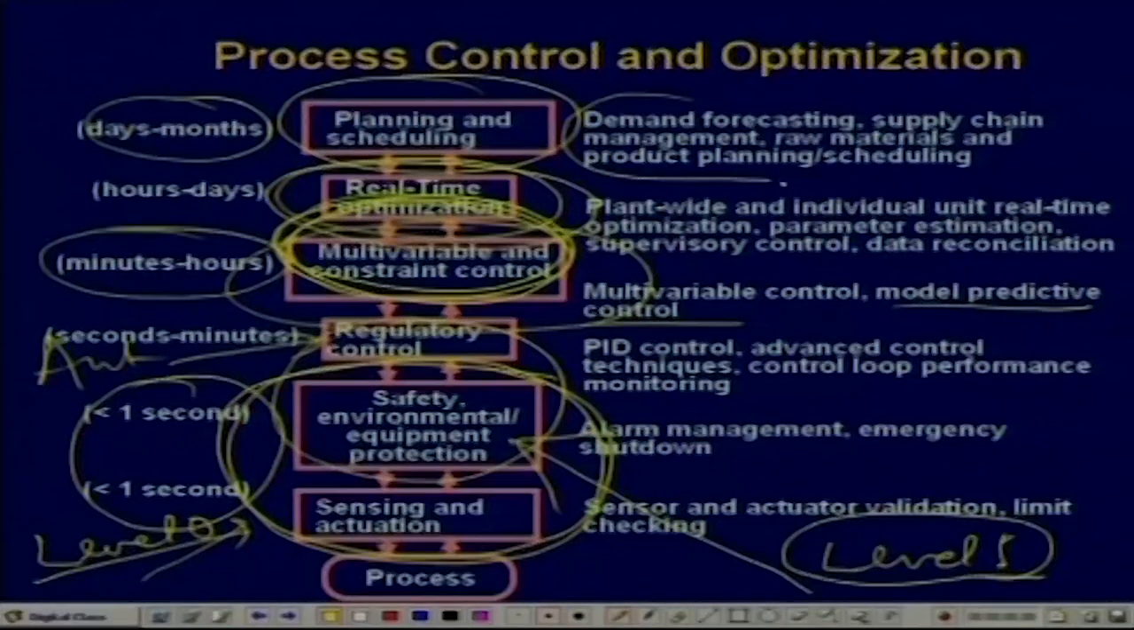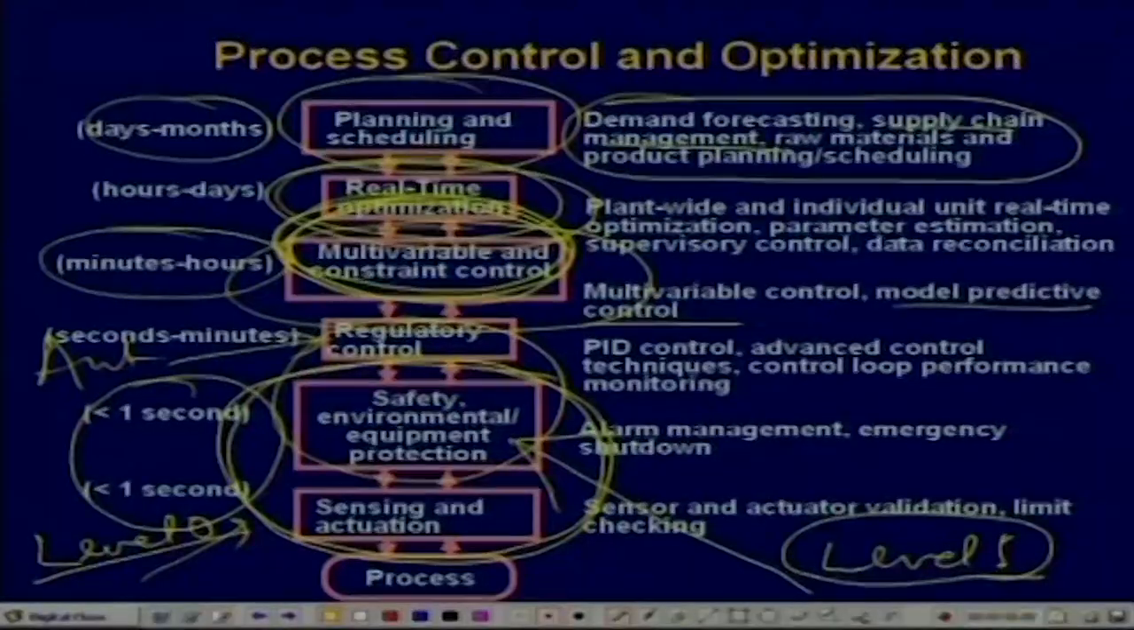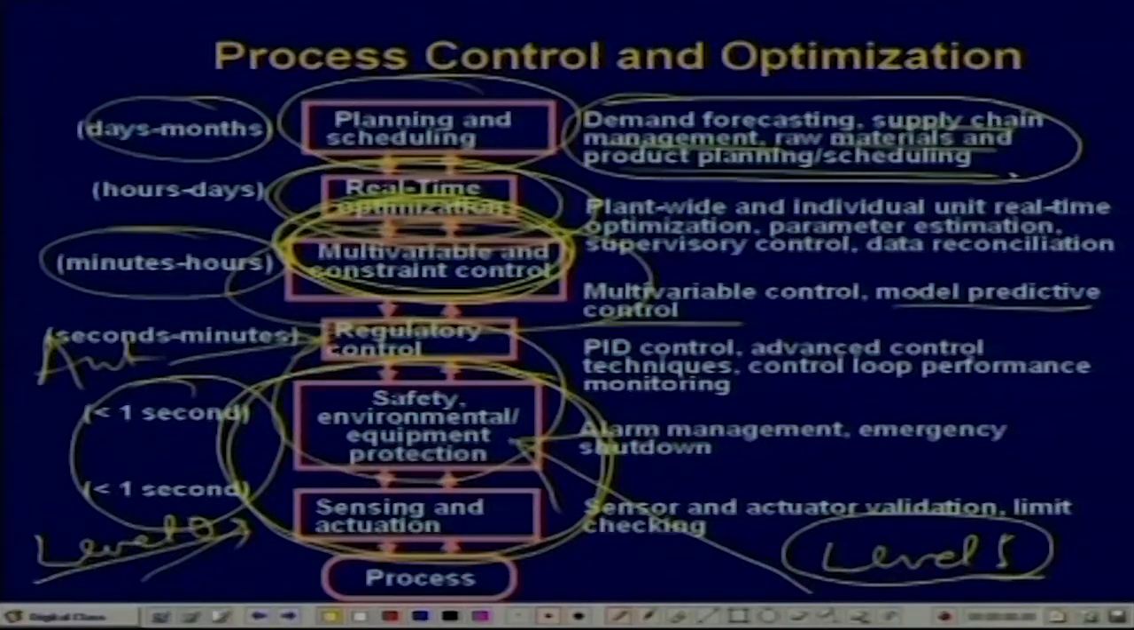For example, for planning and scheduling, you have to do demand forecasting, you have to do supply chain. If you want to know what should be a schedule, then you have to know what kind of orders are going to come, what is your inventory, what time it takes to procure raw material from the market. So that is supply chain management, raw materials and product planning and scheduling. At these various stages, you use different kinds of techniques, and there are very advanced software tools available today which help plant managers take these decisions.